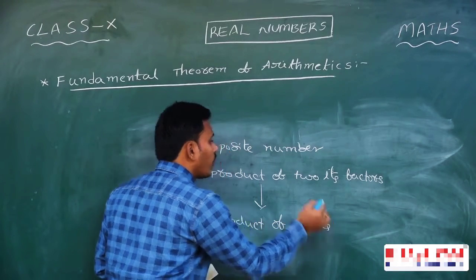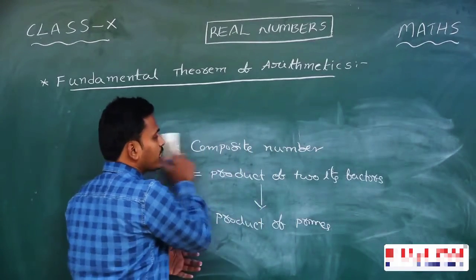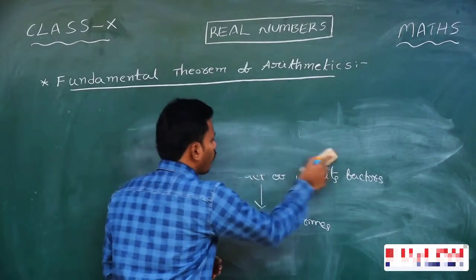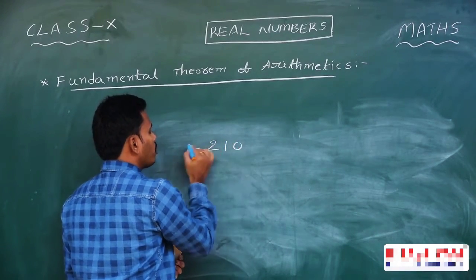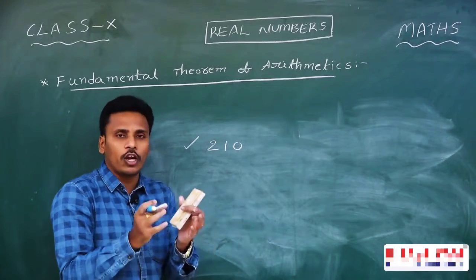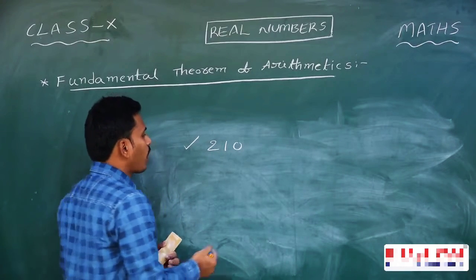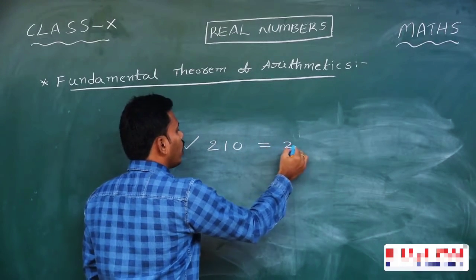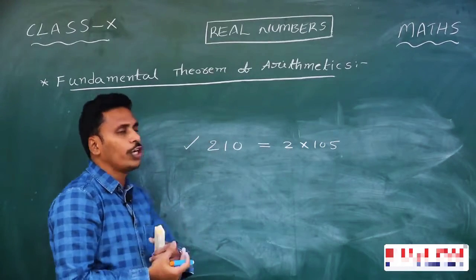Let us discuss this with an example. For example, I have a number 210. Just for space concerns, I am erasing this. Let us start with the composite number 210. Since it is composite, you have a chance to write this 210 as a product of two of its factors. How can I write it? I will write it like 2 into 105. 210 is nothing but 2 into 105.